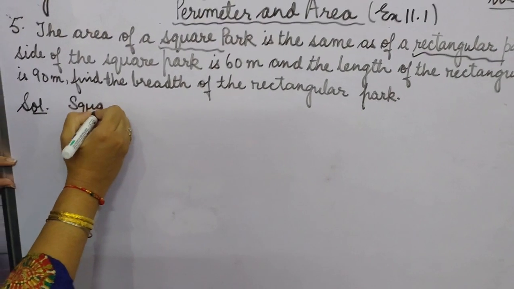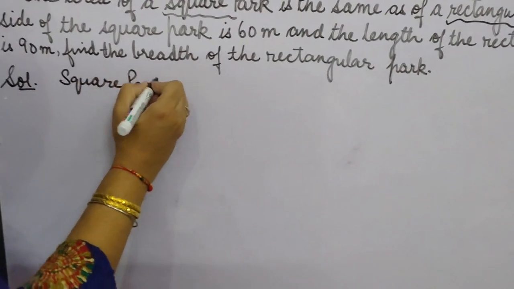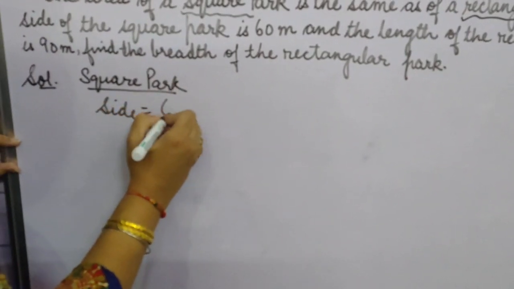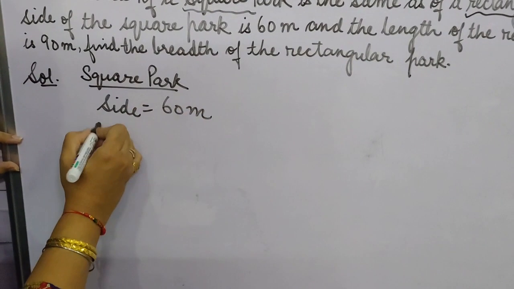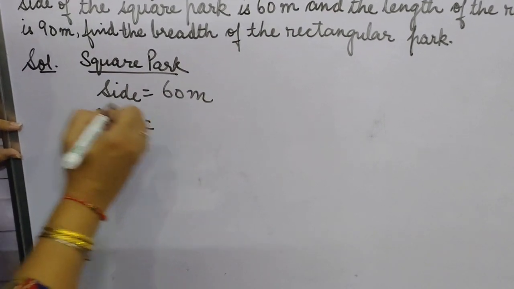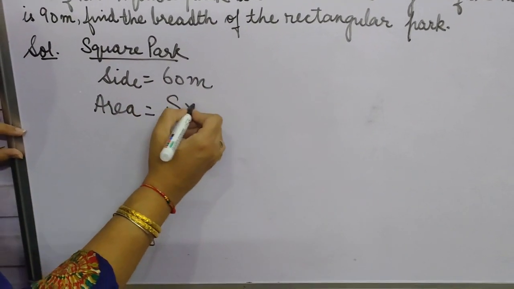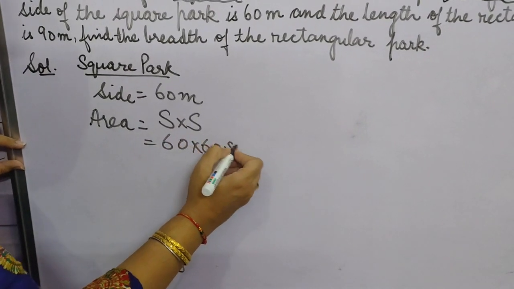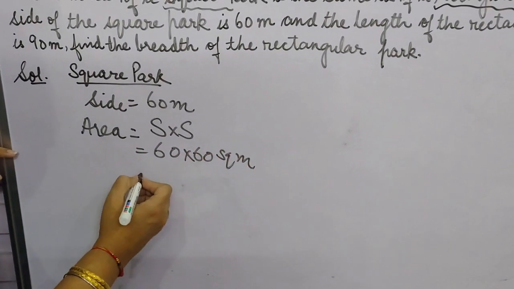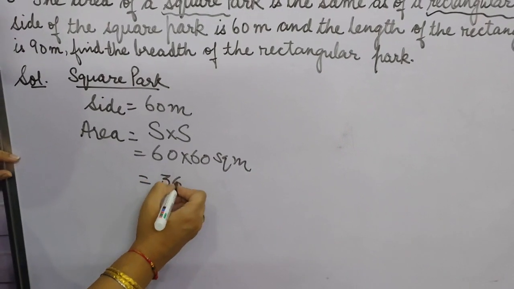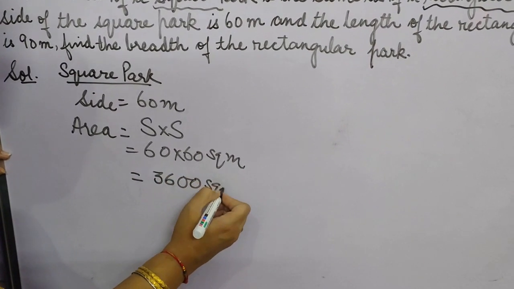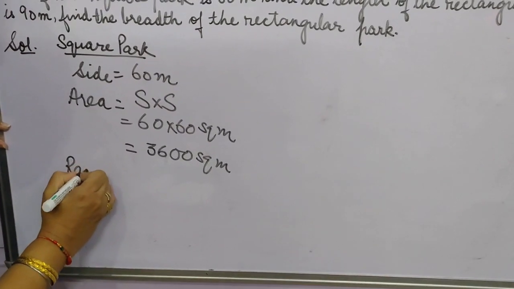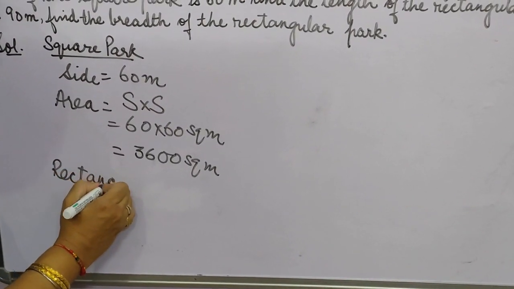We are given a square park, and of the square park we are given its side, that is equal to 60 meters. From here, how do we calculate the area of the square park? It is side multiply side. That means 60 multiply 60 square meters. Either you can solve it or you can leave it here also. 3600 square meters.